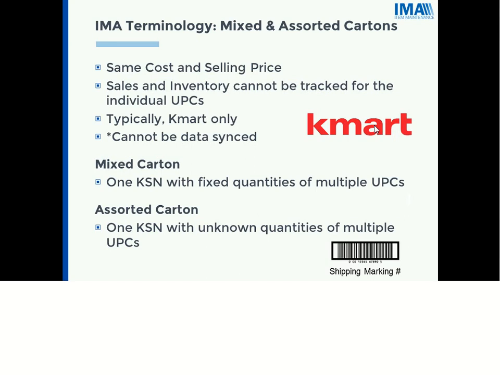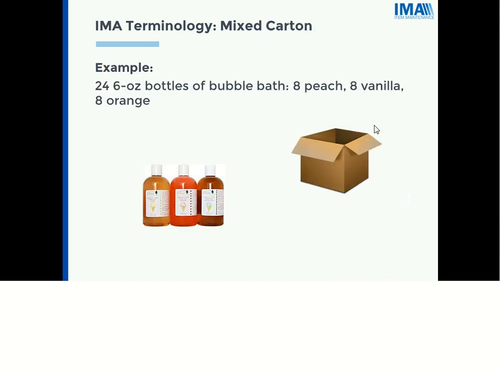So for a mixed carton, it's 1 KSN with fixed quantities of multiple UPCs. And an assorted carton is 1 KSN with unknown quantities of multiple UPCs. So for example, with a mixed carton, we have bottles of bubble bath. You have 8 peach, 8 vanilla, and 8 orange. At the inventory level, all we can see is how many bottles of bubble bath we're selling. We cannot see how many peach, how many vanilla, or how many orange, just total bubble bath. We do know the number that we're getting for each of those scents, but we just don't know how many of each we're selling. So that's a mixed carton.